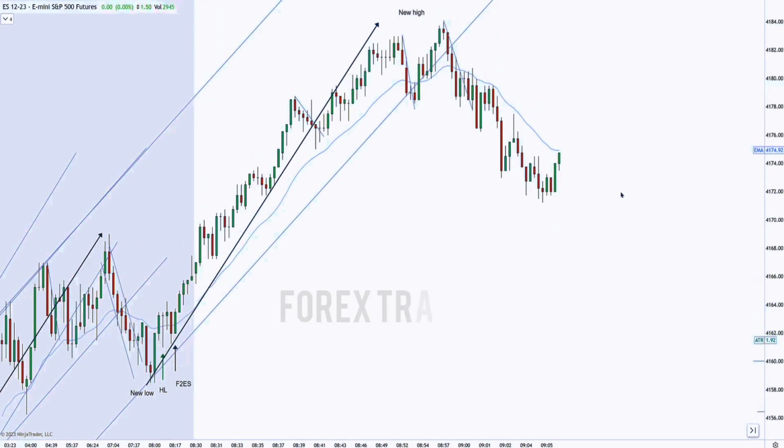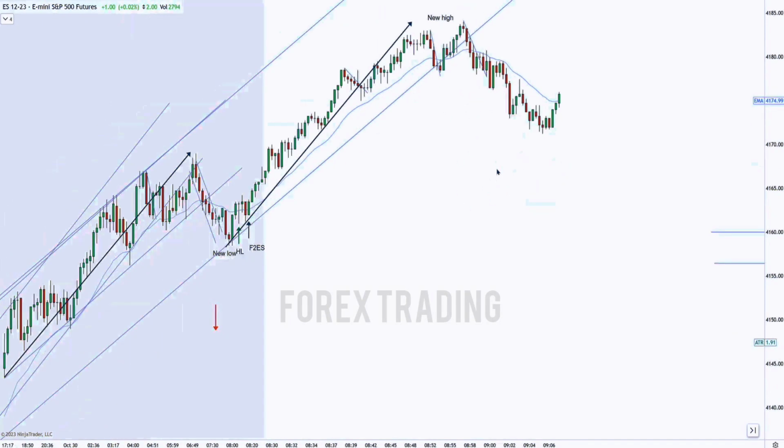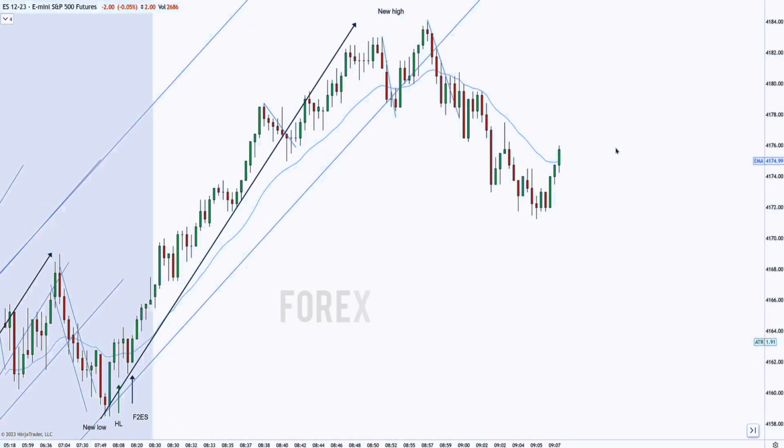And in fact, when I was watching this live, I was even eyeing a little bit wider channel, something like this. I believe that the channel was still in play, because this channel has quite a lot of empty room, and it was a little bit concerning. But I'm going to measure the first leg, I'm going to copy it. You can see a perfect measured move.